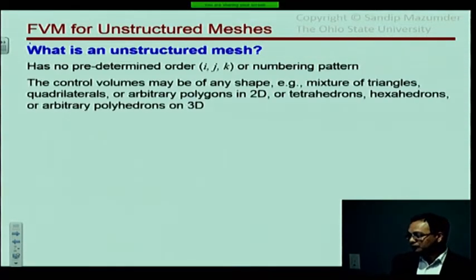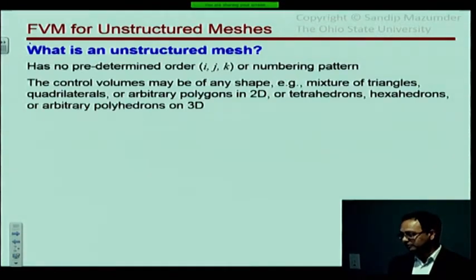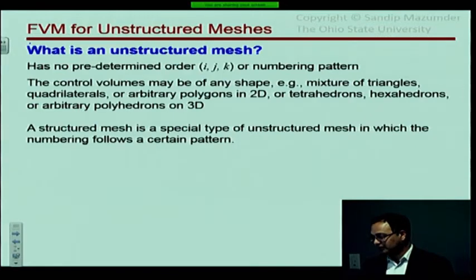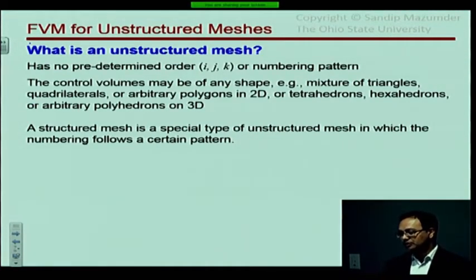Because it doesn't rely on IJK ordering, you're not stuck in this framework of having to match opposite faces or opposite edges. Therefore, the control volumes can be of arbitrary shape. It could be a mixture of triangles, quadrilaterals, or arbitrary polygons in 2D, and tetrahedrons, hexahedrons, prisms, pyramids, etc. in 3D. A structured mesh is just a special type of unstructured mesh in which the numbering follows a certain pattern.